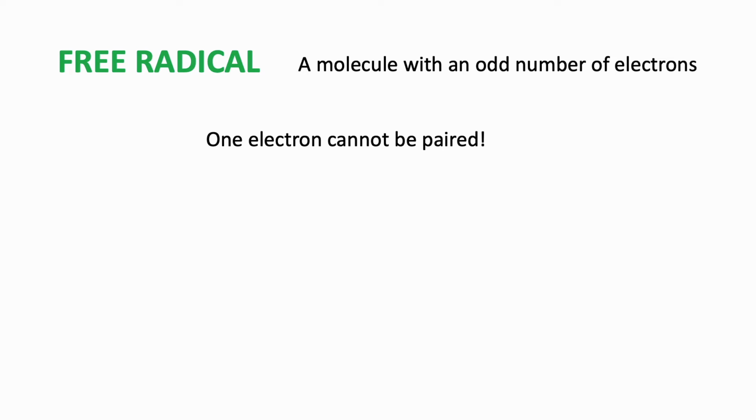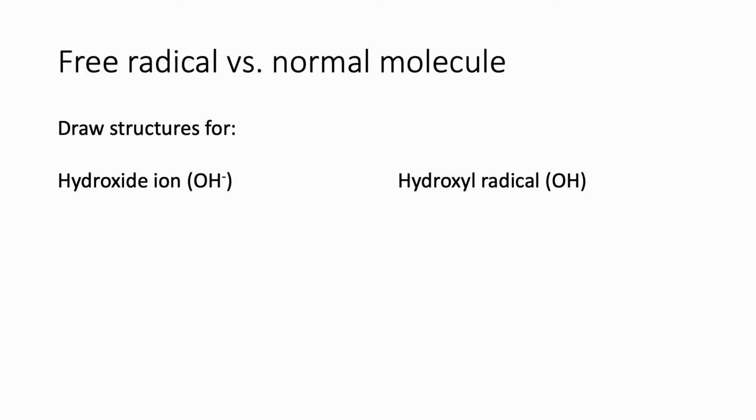First, free radicals. A free radical is any molecule that has an odd number of electrons. And the problem with this is you cannot pair up an odd number of electrons without having an electron left out. So let's look at an example. What we're going to look at here is two different molecules. One that's a quote-unquote normal molecule, the hydroxide ion. This is very common, and it's OH minus. The other is hydroxyl radical, which is the neutral OH. So we're going to draw structures for these.